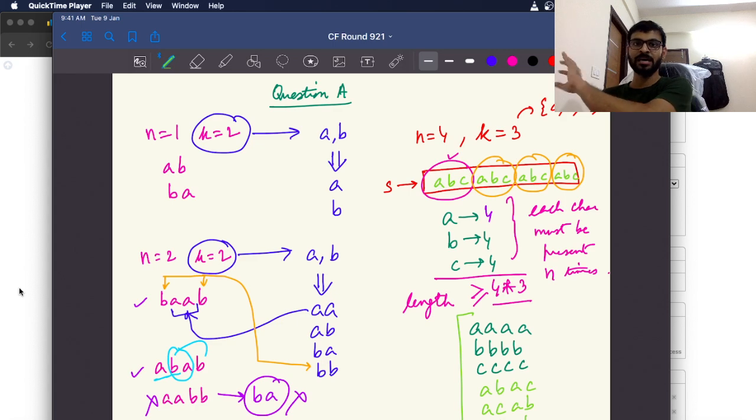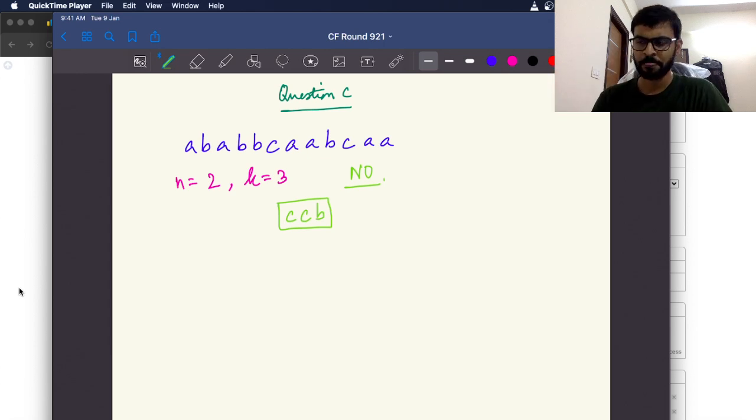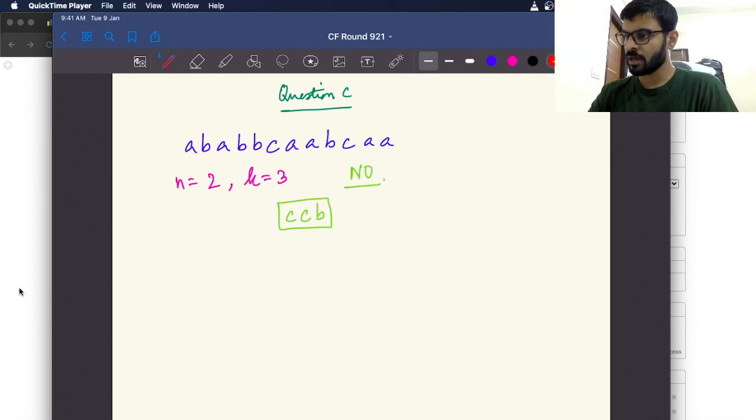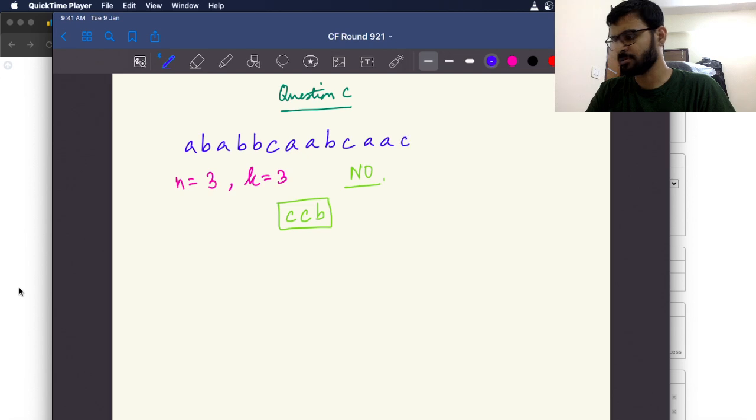Like in question A, we also used a length-wise process. For length 1 we said let me have everything, A, B, C. For length 2, again A, B, C. Similarly over here, let me try to make such a string which will be difficult from the very beginning. Let us have n equal to 3. We can have another C over here or whatever. So for n equal to 2, k equal to 3, it would have been a yes. For n equal to 3, k equal to 3, it is a no.